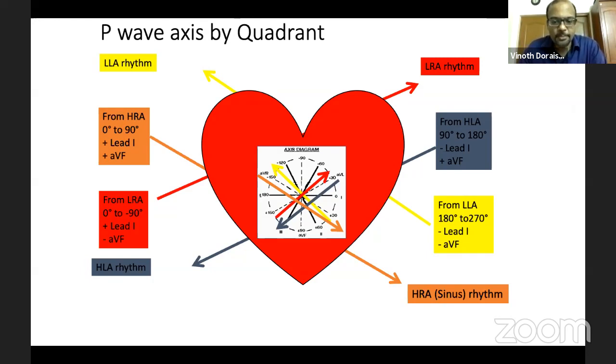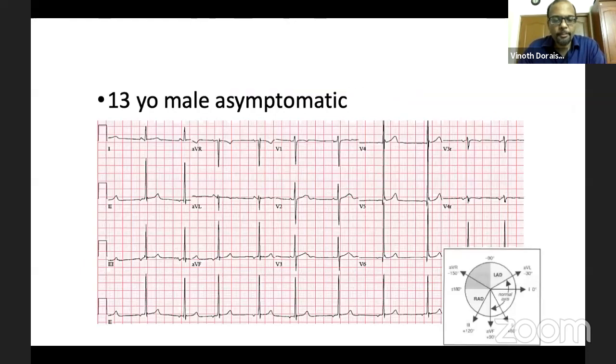So we're coming to a few examples. This is a 13-year-old male who is asymptomatic. So you want to calculate the P wave axis. Now the P wave, we'll look first in 1 and AVF. Okay. So it is positive in lead 1 and negative in AVF. So we know that this is not sinus rhythm because it has to be positive in lead 1 and positive in AVF. So it is negative in AVF and negative in all the inferior leads as well, like lead 2 and lead 3 as well.